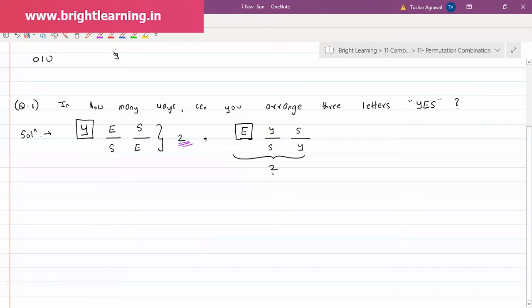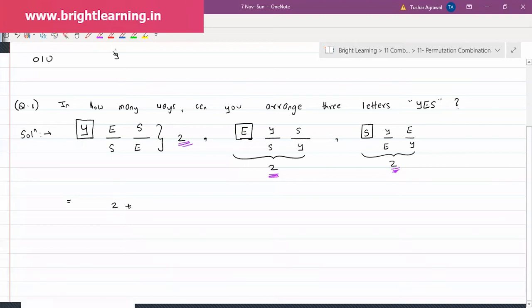Okay, and after that S at the first position, and Y and E, and let's say E and Y, and here it will be 2. So total, can you see that it is equal to 6 arrangements? Okay, so this is 2 plus 2 plus 2. The final answer is 2 plus 2 plus 2. Means that Y at the first position there are 2 arrangements, E at the first position 2 arrangements, S at the first position 2 arrangements. So total 2 plus 2 plus 2, that is 3 into 2 arrangements.